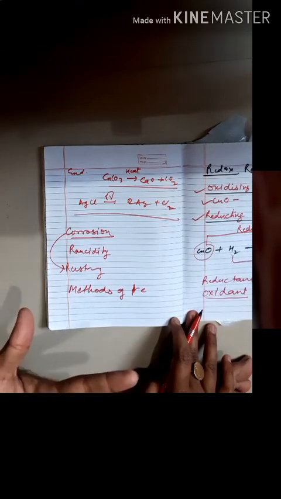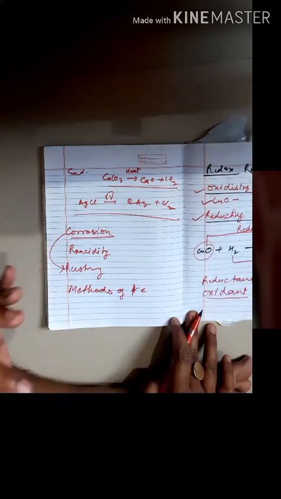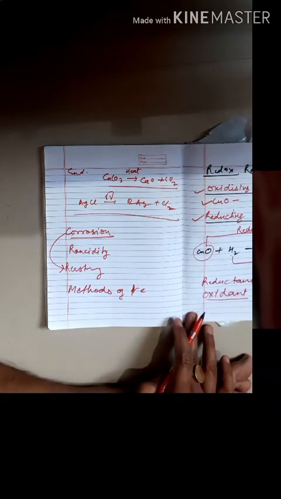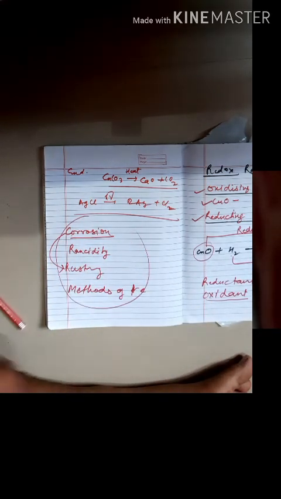Bad smelling of food. खाना ख़राब हो जाता है तो उसको रेंसिडिटी कहते हैं. एरियल ऑक्सीडेशन होता है, तो ऑक्सीडेशन से ही ये 3-4 पार्ट हैं ऑक्सीडेशन के. Corrosion, rancidity, rusting. So students, you go through the notes and study.